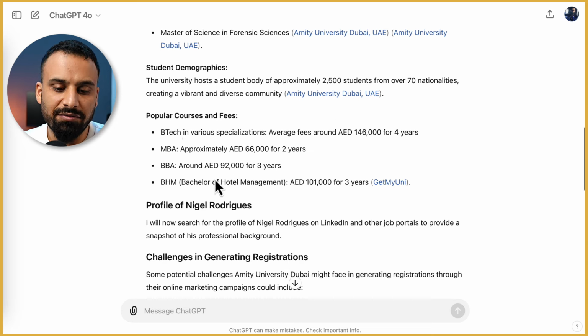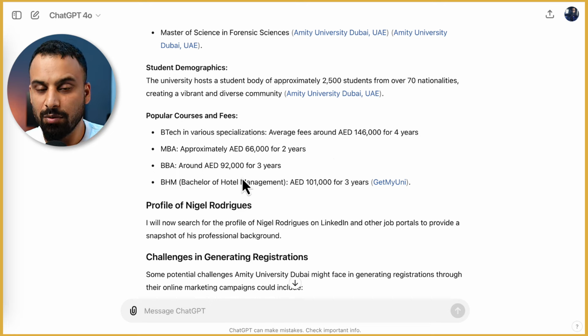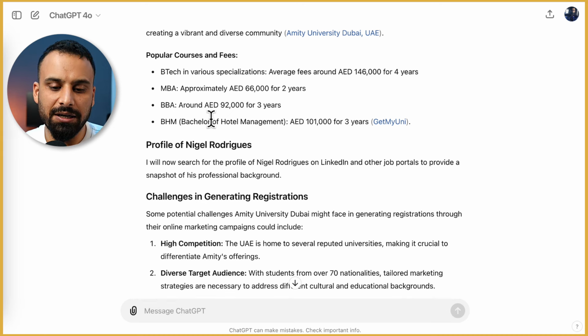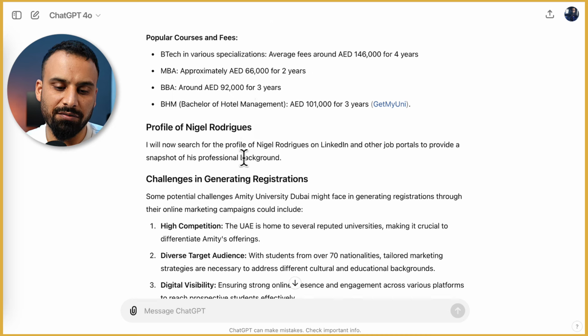Then popular courses and fees: BTech in various specializations, AED 146,000 for 4 years, MBA approximately 66,000 for 2 years. So I have an idea about their fee structure now as well. So I can calculate how much one sale, or one converted student, is worth for them. And this is the source, Get My Uni, where it pulled the fees from.